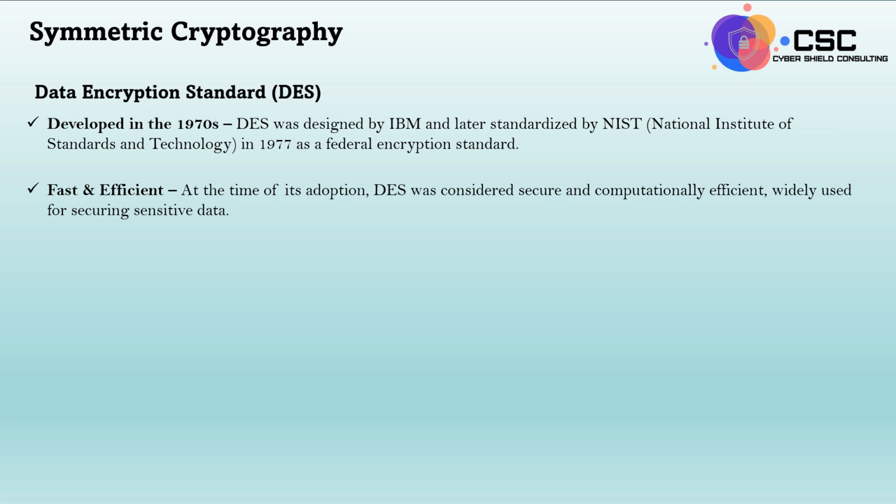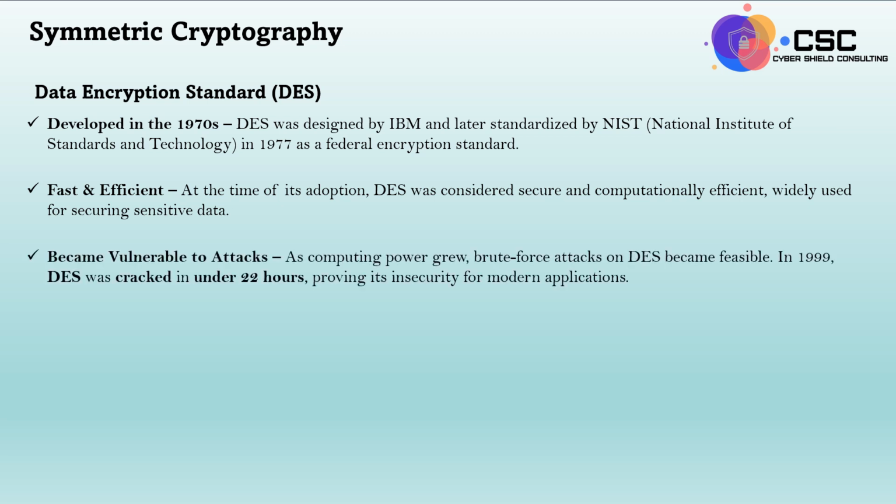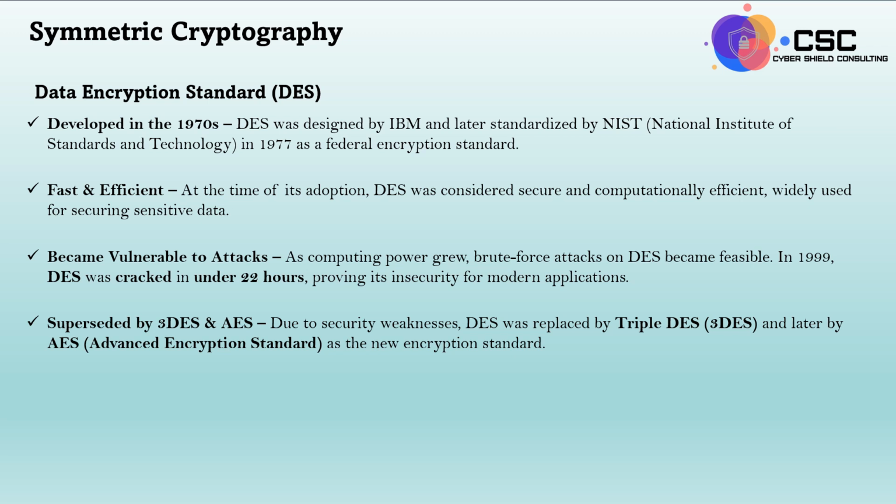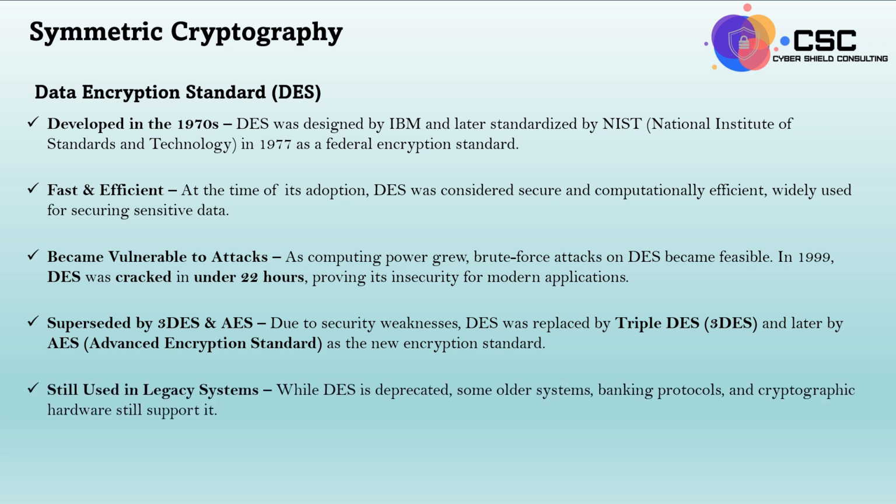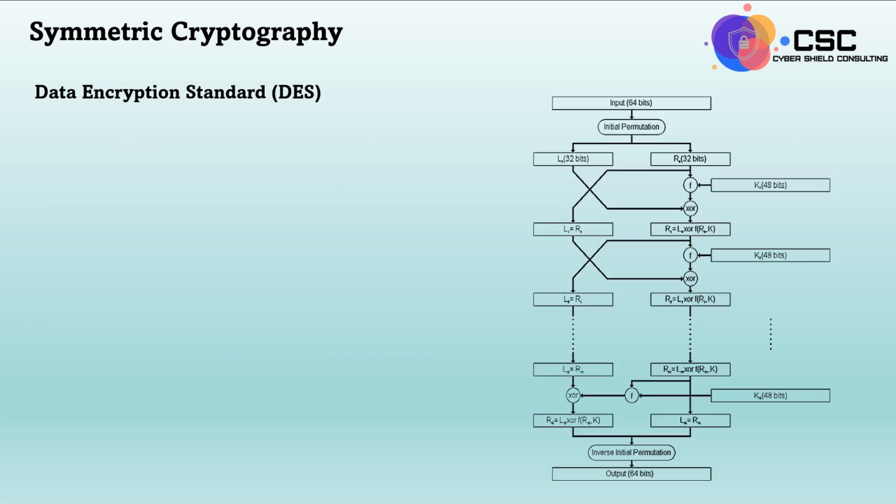However, as computing power advanced, brute force attacks on DES became possible. In 1999, DES was cracked in less than 22 hours, proving that its 56-bit key length was no longer secure against modern attacks. Because of this vulnerability, DES was officially deprecated and replaced by Triple DES and later by the Advanced Encryption Standard, AES, which remains the modern encryption standard today. Although DES is no longer considered secure, it remains a foundational encryption algorithm, and its principles continue to influence modern cryptography. Now that we understand the significance of DES, let's take a closer look at how it works.